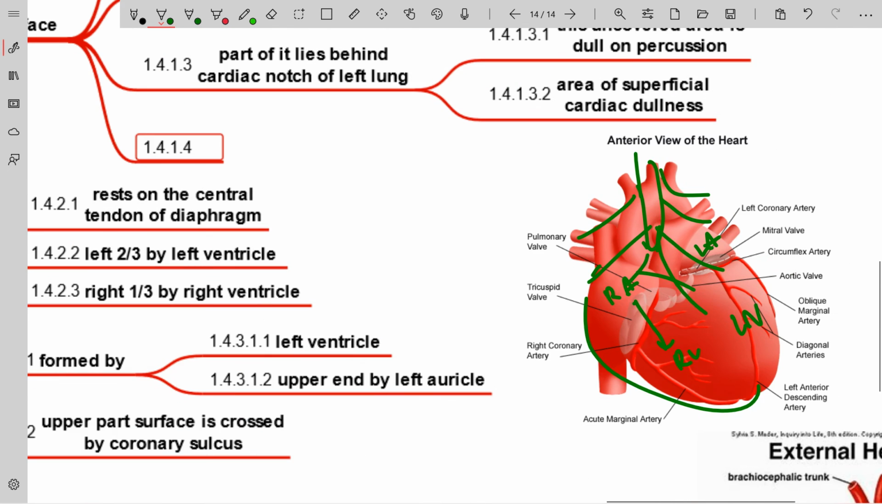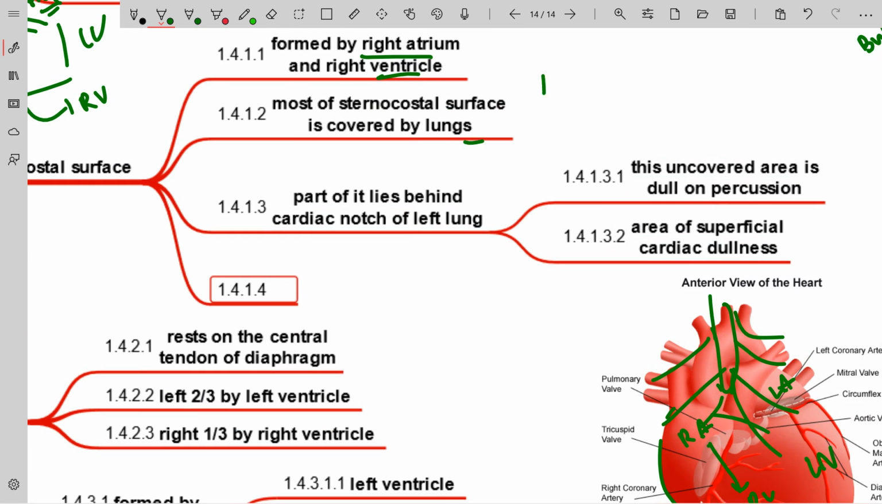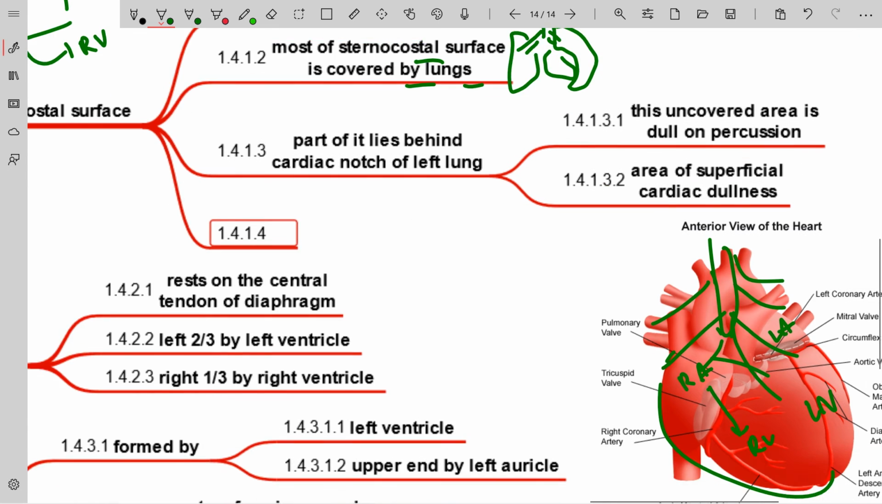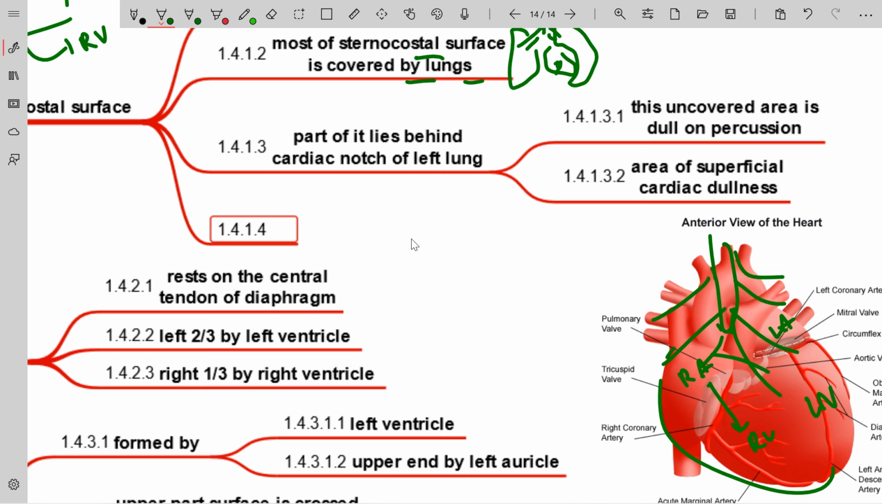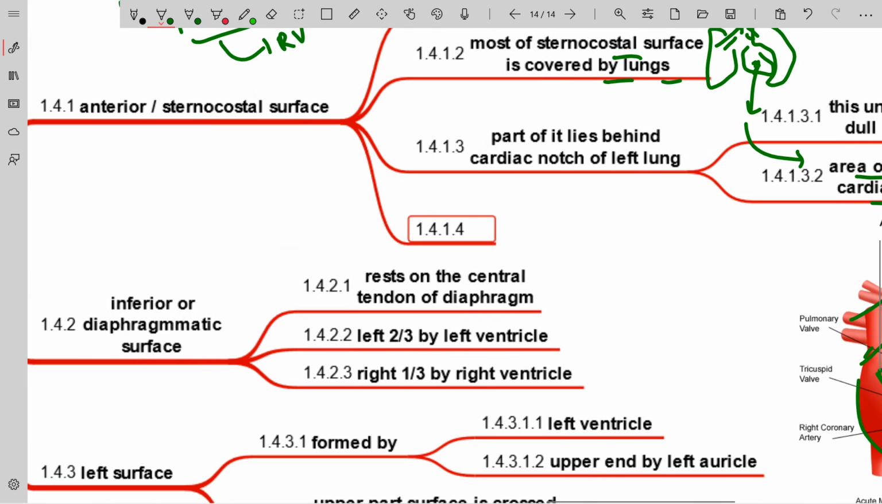It is covered by the lungs. Sternocostal, here heart is present. This is the cardiac notch. These are covered by the lungs. Some part is not covered by lungs. This is dull on percussion. It's called area of superficial cardiac dullness.